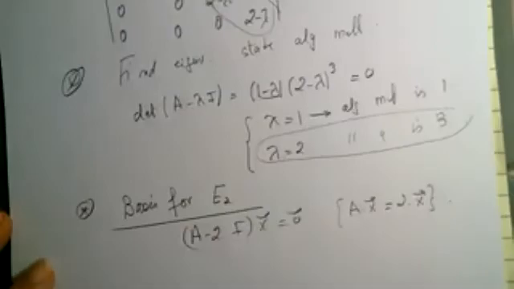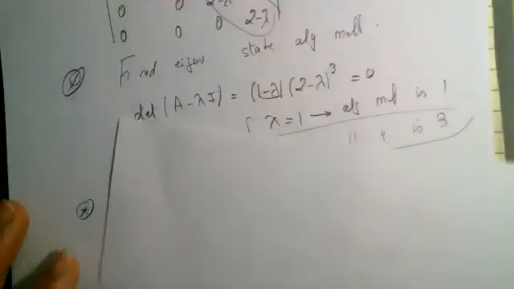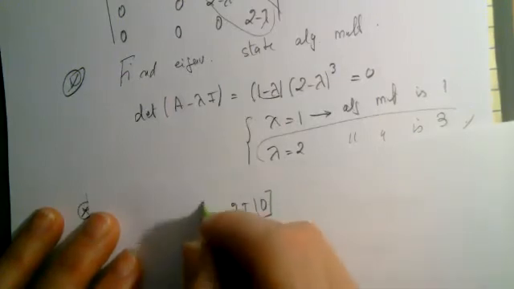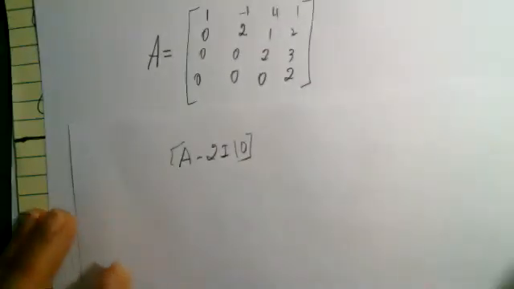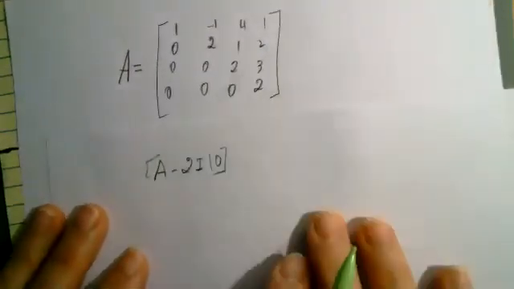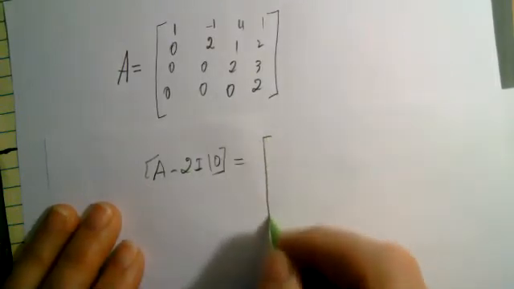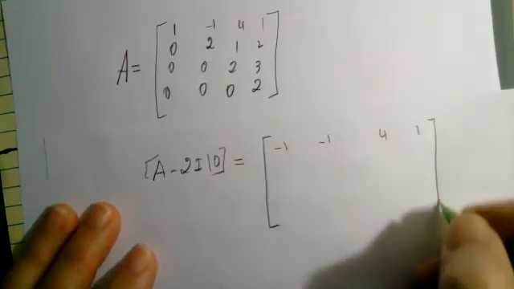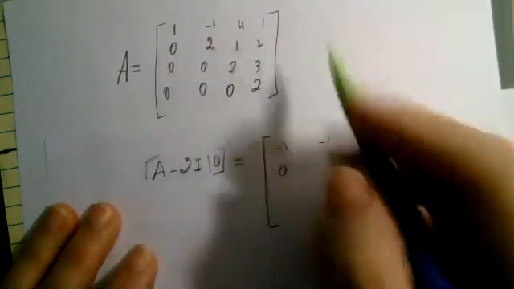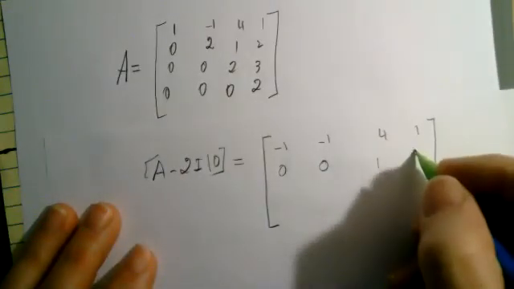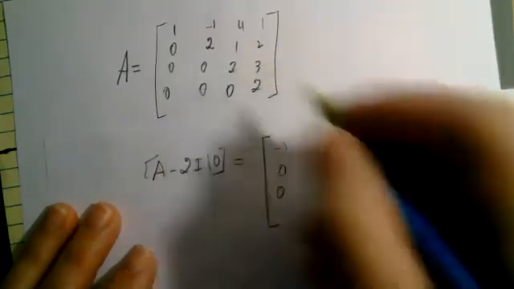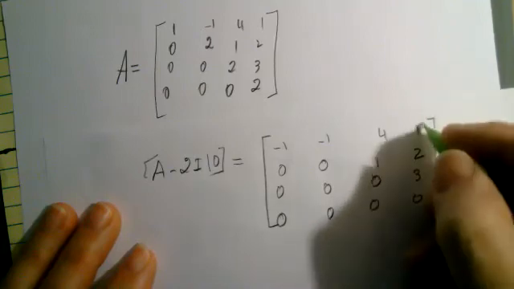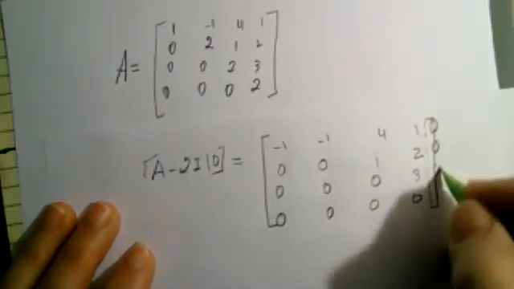So I will definitely start a new paper here. I need to compute A minus 2I and set it equal to 0. So this is my A, right? Just staring at me, and I need to find it. So let's do that. 1 minus 2, minus 1, minus 1, 4, 1, 0, 2 minus 2, 0, 1, 2, 0, 0, 2 minus 2, 0, 3, 0, 0, 0, 0, sorry, and I'm solving a system. I should never forget that.